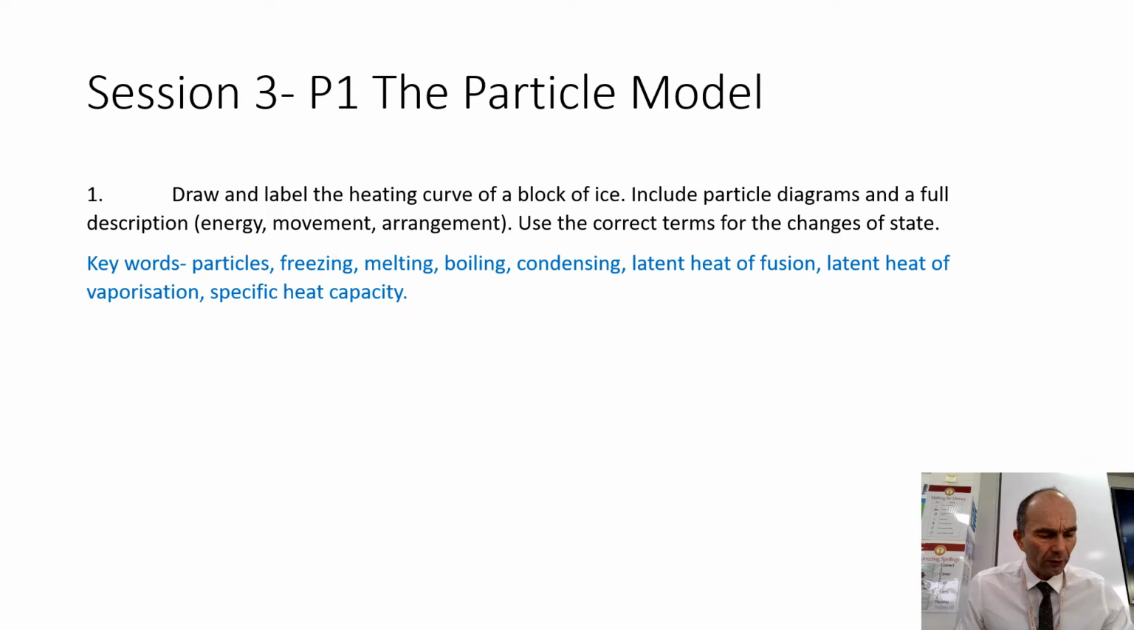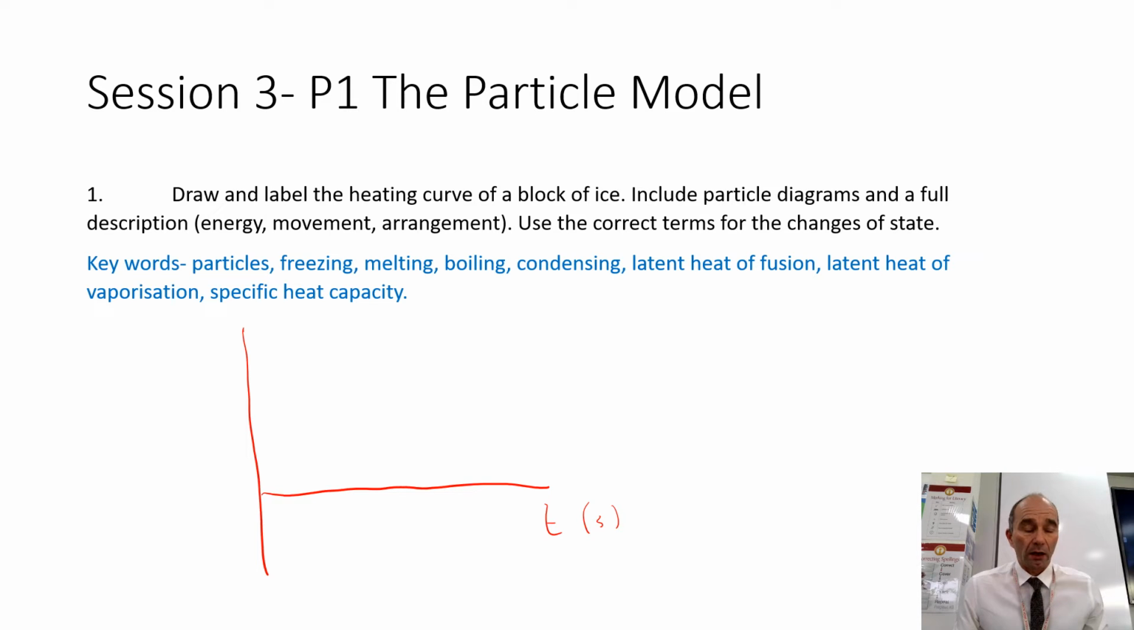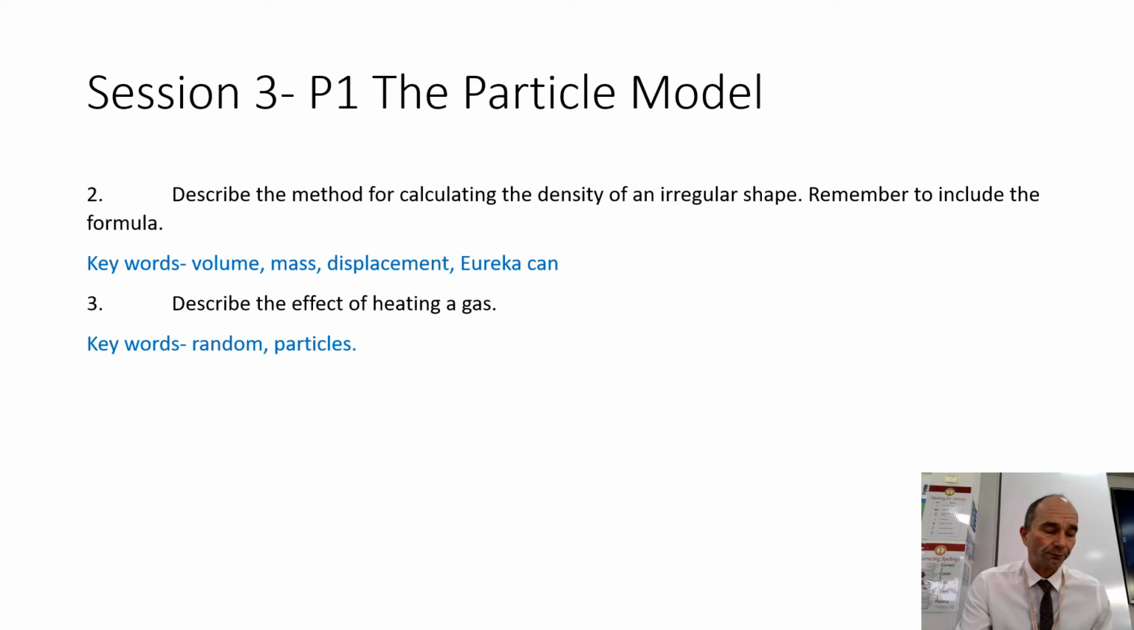You've got all the keywords there, and in terms of the graph, that is the sketch. So we should have time on the x-axis, and you've got temperature on the y-axis, measured in degrees centigrade. If you start at -20, our block of ice, and then you're just going to sketch the graph starting from that point, and you need to be annotating as much as possible your particular graph on that activity.